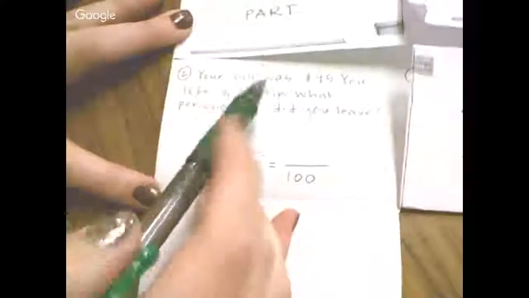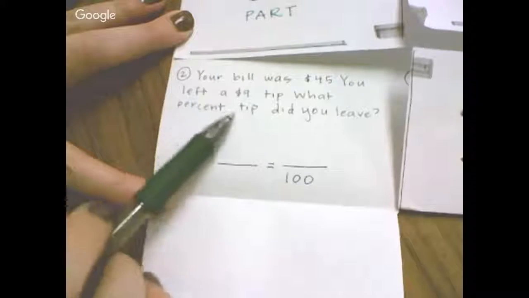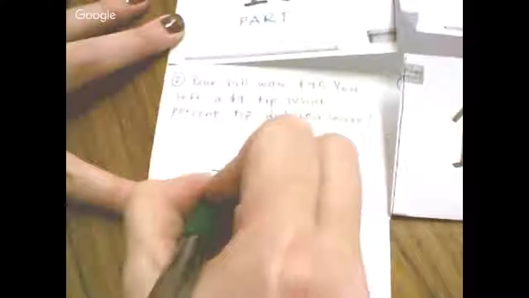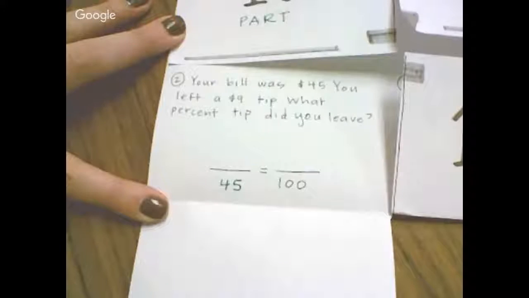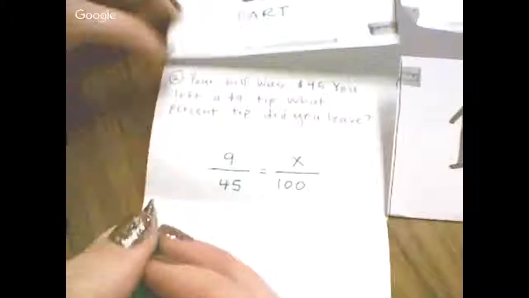This one says your bill was $45. You left a $9 tip. What percent tip did you leave? So my total bill was 45. So my total bill was $45. The part that I left as the tip was $9. I'm missing my percent. I'm asking for what percent.